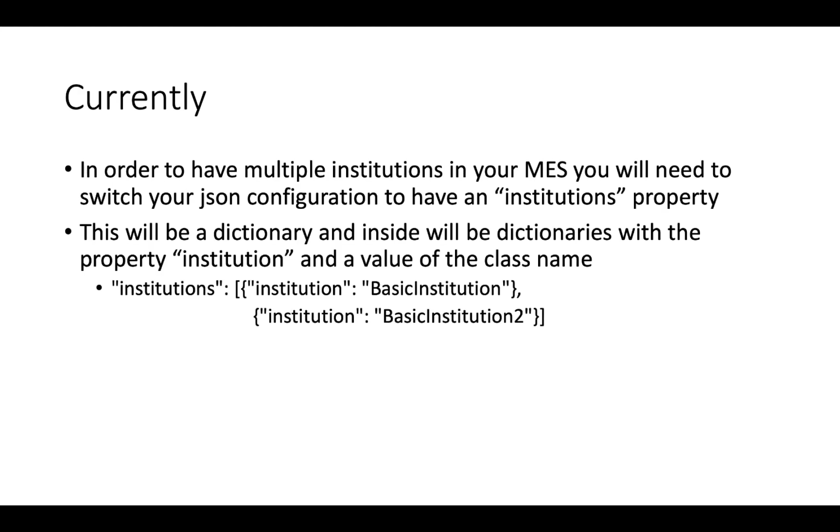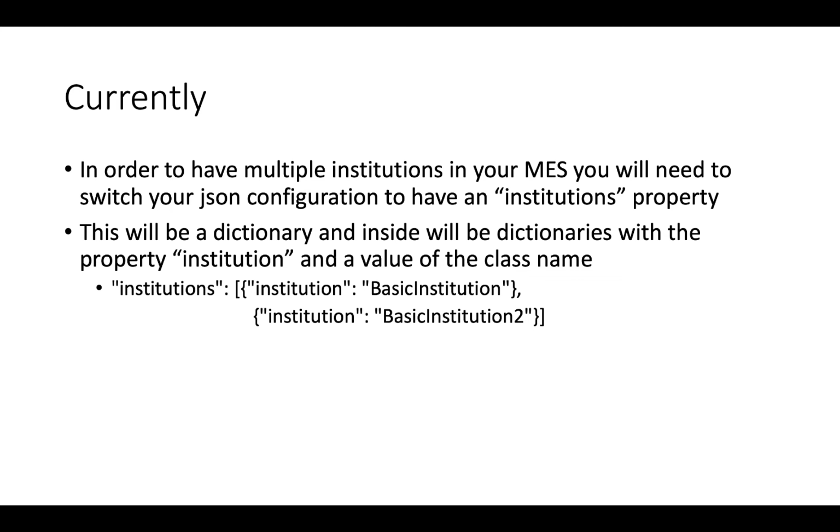So in order to have multiple institutions, you will need to switch around the JSON configuration, and you'll switch from having an institution property to an institutions property, plural. That'll end up being a key, and then the value of it will be an array, and inside of that array, each element will be a dictionary, which will have institution as the key, and then the value will be the name of the class you'll use.